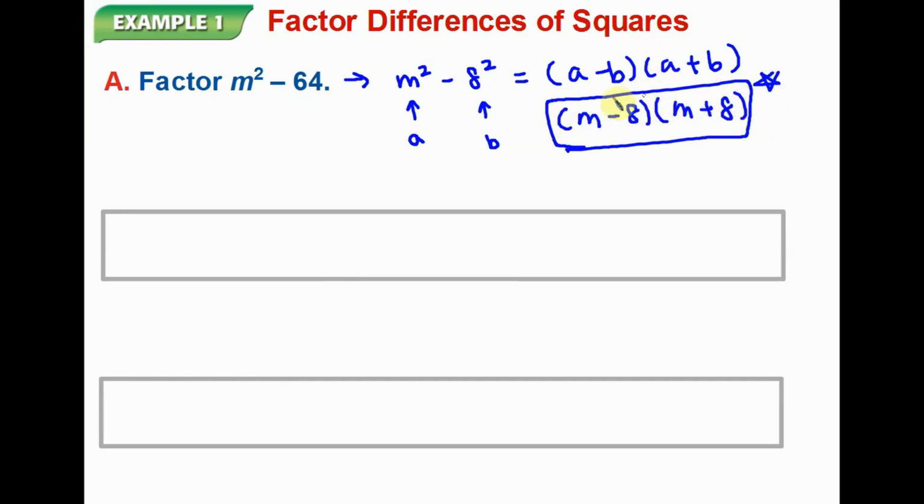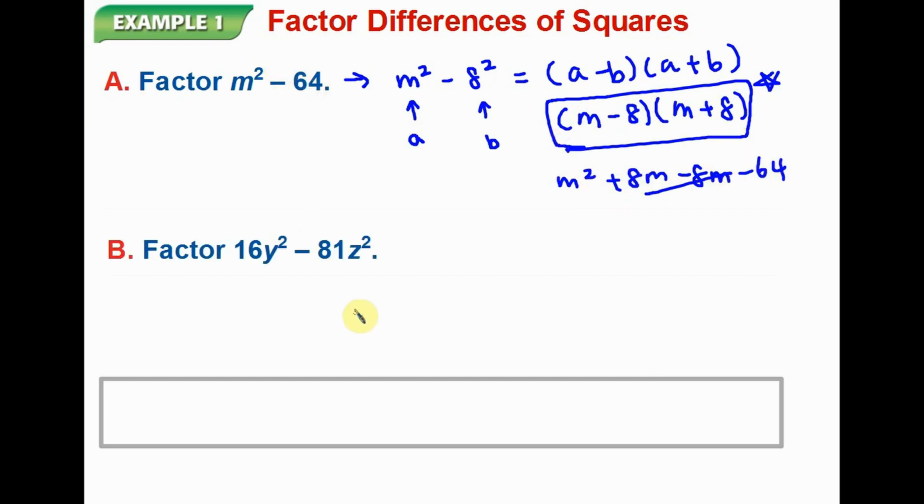Again, if you want to double check, you can always distribute. I will get m squared plus 8m, and if I distribute this, negative 8m, and minus 64. Since 8m minus 8m will be 0, all I get is m squared minus 64, which is what you started with. Here's part B.